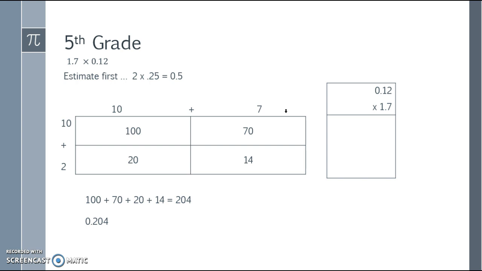Using the standard algorithm, 7 times 2 is 14. Carrying the 1, we'd have 7 times 1, which is 7, plus 1, which is 8. We need a placeholder. 1 times 2 is 2, 1 times 1 is 1. Adding them together, we get 204. Adding our decimals, 1, 2, 3, moves to 0.204.